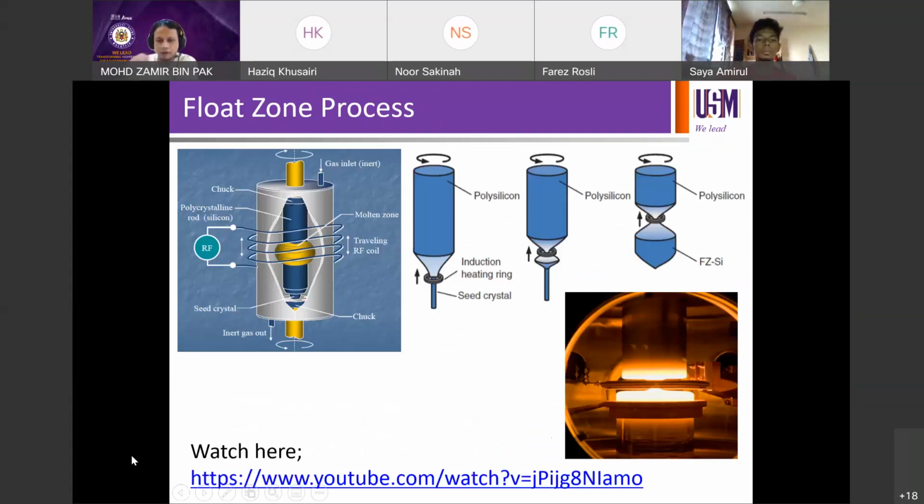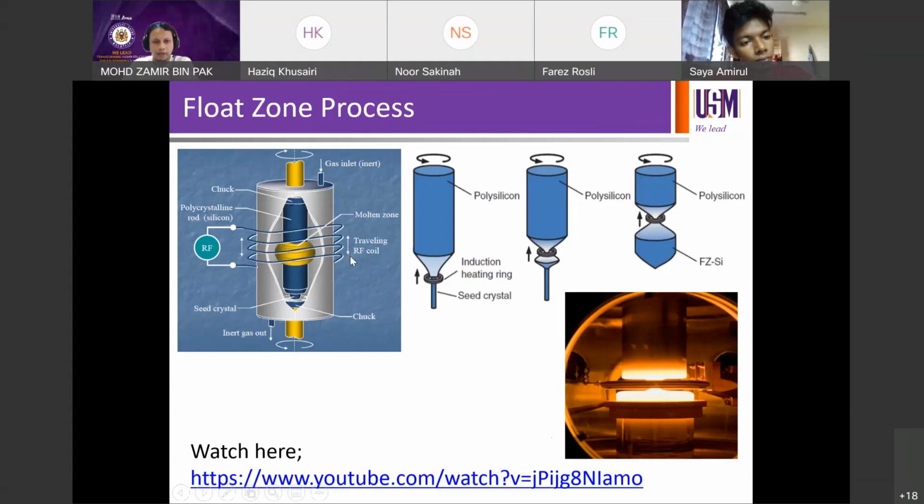Okay, this is another representation of the float zone process. So you can see here we have gas injection to inject inert gas from the upper side of the chamber. Okay, so you have RF coil keliling the ingot tu. Ingot is the blue one, vertically mounted, and then you have your RF coil keliling the ingot. So in this case, it's O-shaped kind of thing.